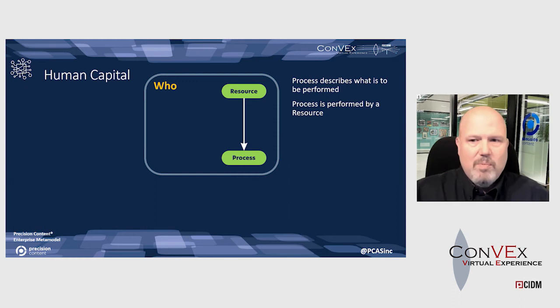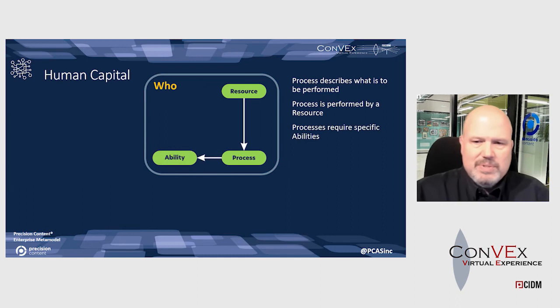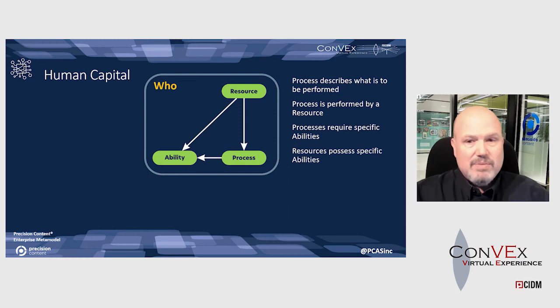But anyway, to perform a process, we need somebody to perform that process. And oftentimes we have requisite abilities that are required to perform that process properly. And of course, resources have to possess those abilities. So resources possess abilities and resources perform processes. Processes require abilities. So this is a basic relationship describing the human capital of how things work, how we perform our jobs, how we perform tasks within an organization.